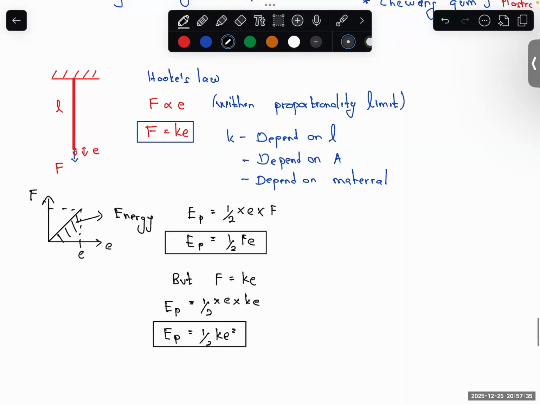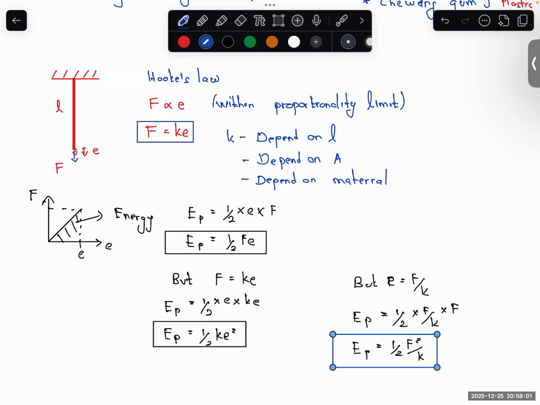Again, if you put e is equal to F over K, then you obtain EP is equal to half, instead of e, we are going to put F over K, into F. So EP is equal to half F squared over K. All three equations will come in handy according to how they give you the question. So this is what you studied in mechanics.